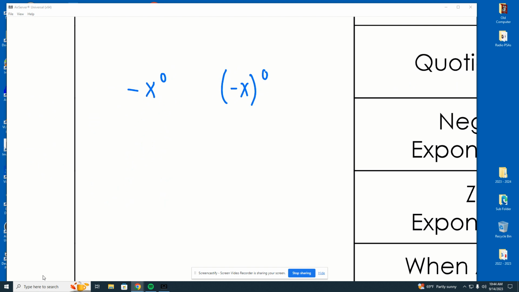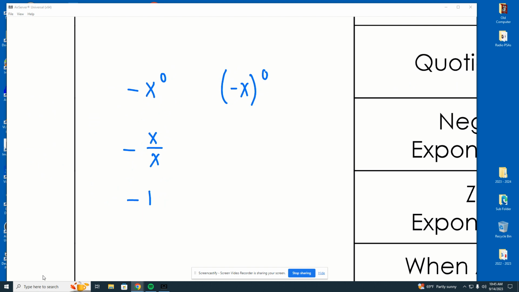Yes. Okay, here's why. In this first one, what's being raised to the 0 power? Just x. Negative's out in front of it. So negative stays out in front of it, and just x is over itself. Making the result what? Negative 1.